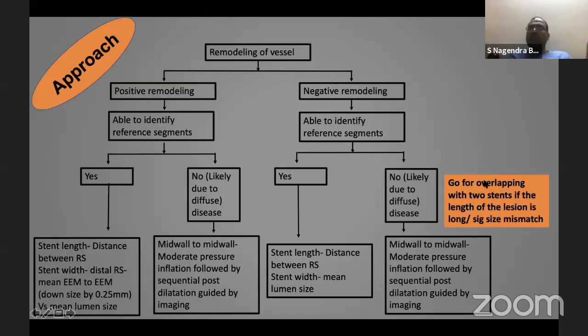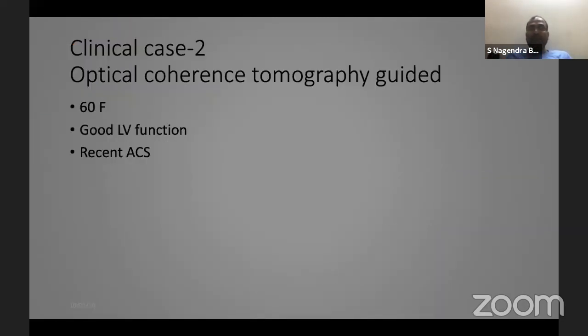Rather, use two stents: one smaller stent and overlap it with another bigger longer stent, or a smaller stent, based on the vessel anatomy. So with this, I would like to conclude my talk.